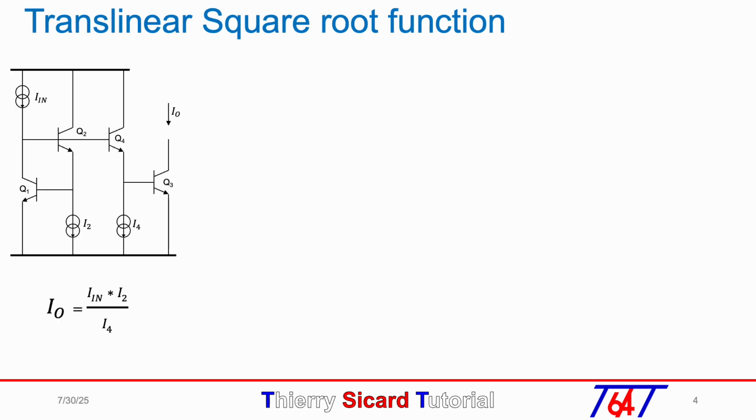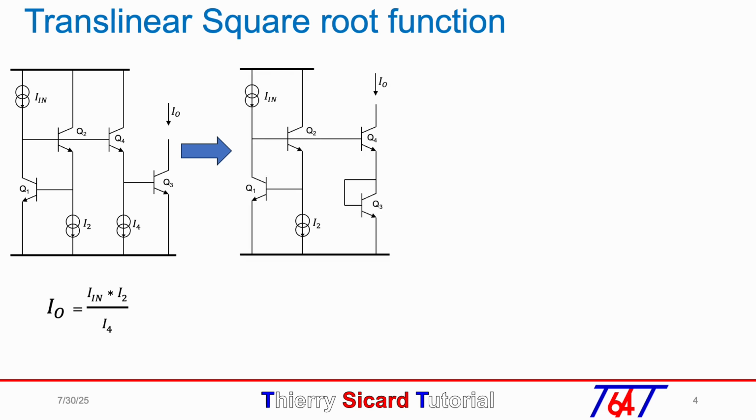In this slide, I will briefly review how the square root translinear circuit works. We start with the basic 4-pole translinear circuit, which provides an output current equal to I in times I2 divided by I4. In the modified circuit, I4 is removed and Q4 and Q3 are biased with the same output current I out. We sum the VBE voltages to obtain VBE1 plus VBE2 equal VBE4 plus VBE3.